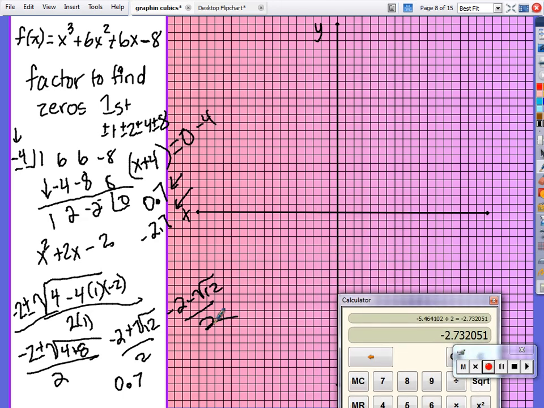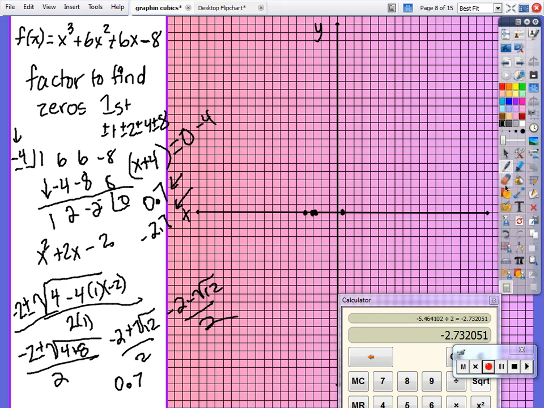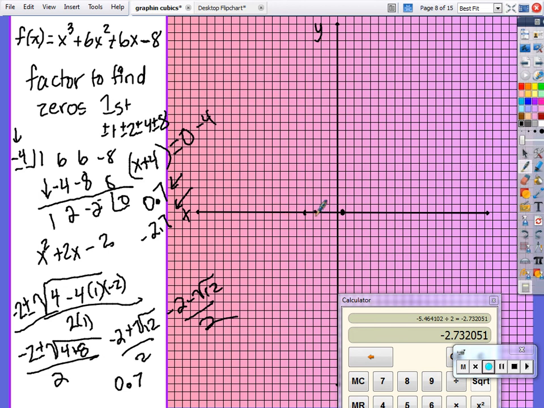All right, so what we have here are these crazy ones. Negative 2.7 about right there, 0.7 right there, and negative 4 right here. So those are like right up against each other. 2.7, that's 3, that's 4. Let me fix that up there for a second. Negative 2.7 is there. All right guys, so this one's going to come up, come down, and come up.